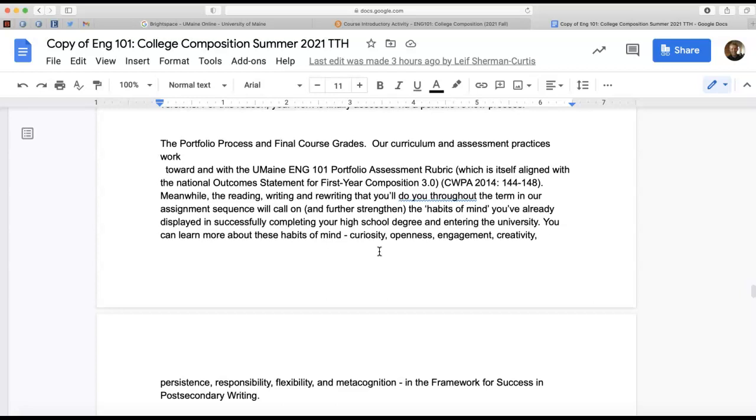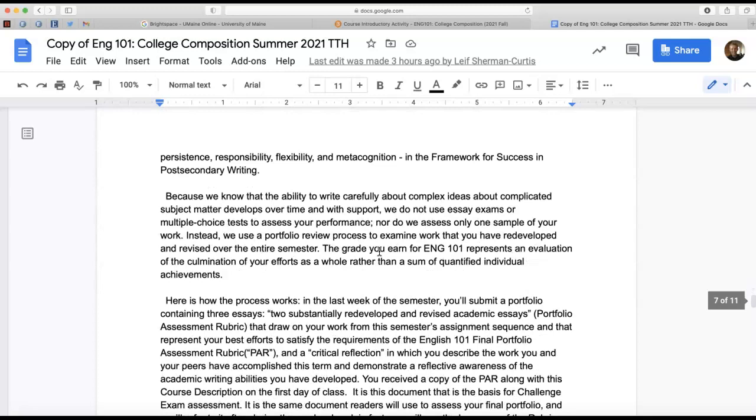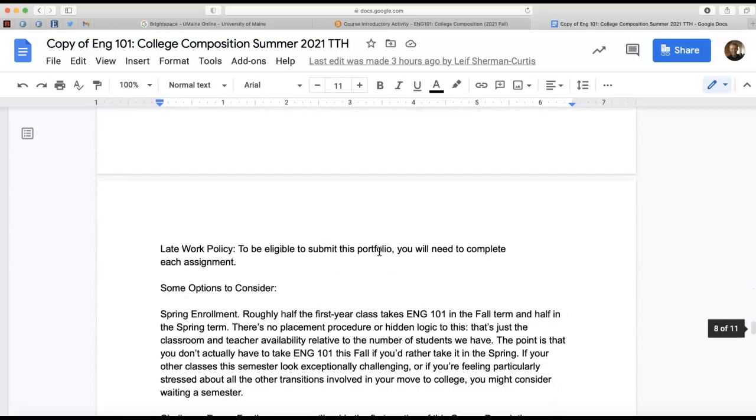So everything that we will do in this class is designed to move you towards that portfolio so that when you arrive there, you have the best possible document. That's really crucial to be aware of. Okay, so that's one thing I wanted to mention to you.